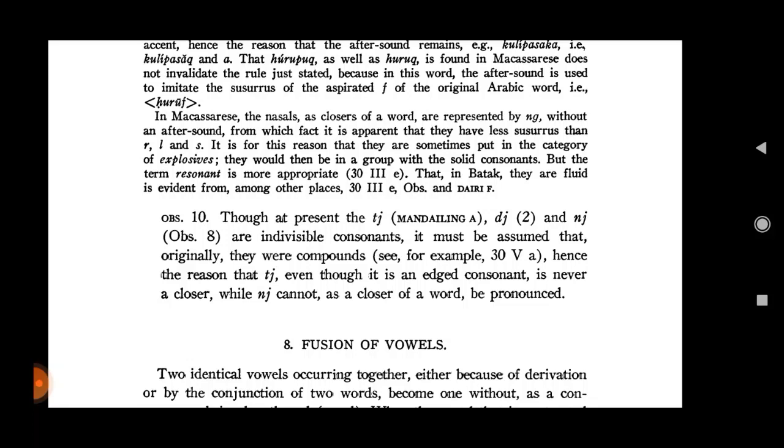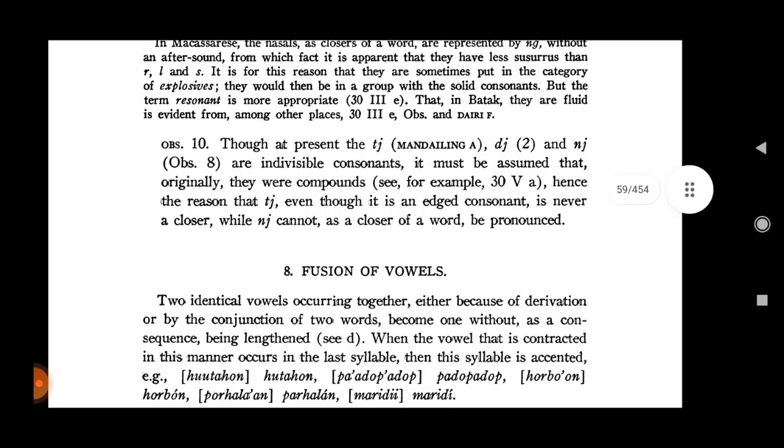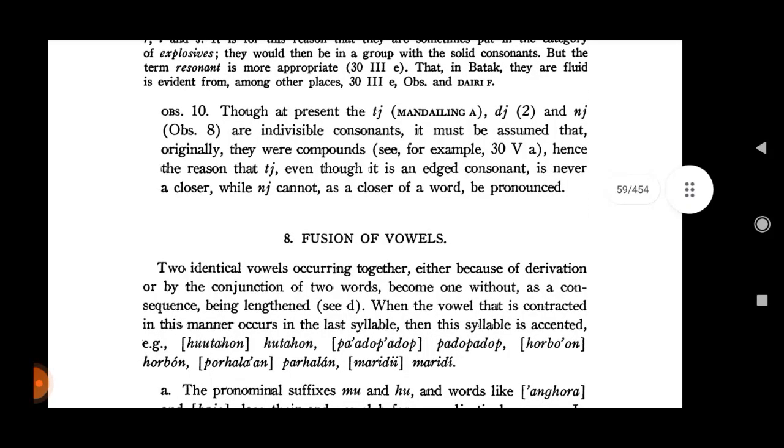The hurupuk as well as huruk found in Makasaris does not invalidate the rule just stated, because in this word the after sound is used to imitate the susurrus of the aspirated F of the original Arabic word, i.e. huruf. In Makasaris, the nasals as closures of a word are represented without an after sound, from which fact it is apparent that they have less susurrus than R, L, and S. It is for this reason that they are sometimes put in the category of explosives. They would then be in the group with the solid consonants, but the term resonant is more appropriate.